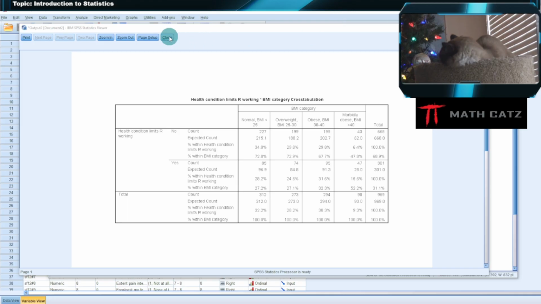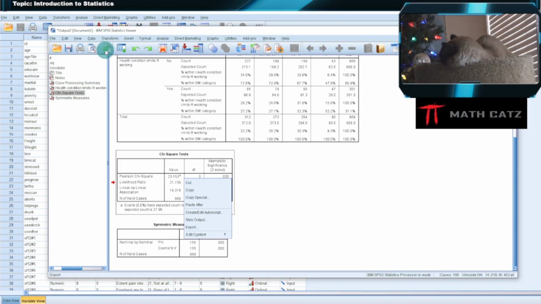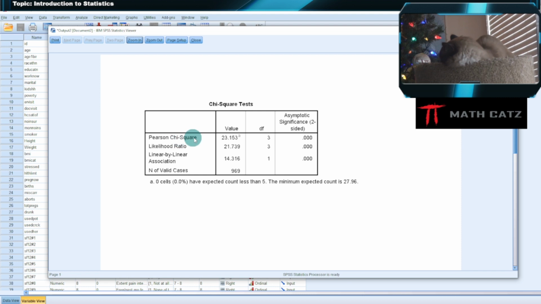But then we can look at what the chi-squared statistic actually is. Let me just print preview that and make it a little bit bigger. And we see this first one over here, Pearson chi-squared, is 23.153. Now, if I've done some of these by hand, I would know that that is pretty large and exceeds my usual cutoff scores. So chi-squared, not F, that's another one. In my chi-squared distribution, usually my cutoffs are far less than that.